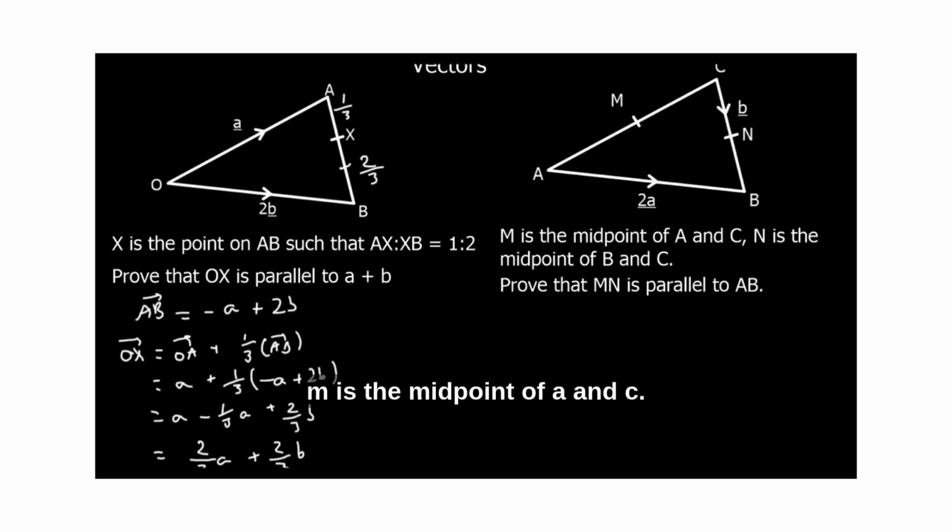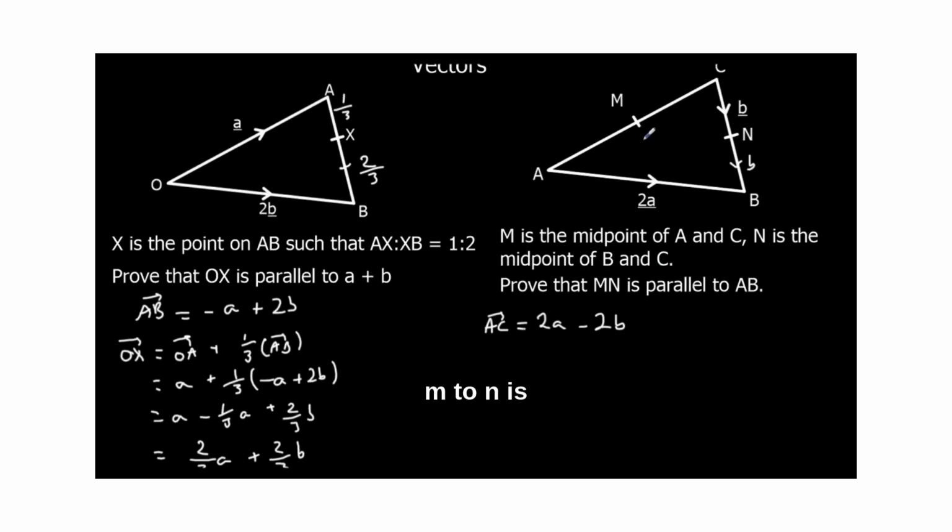M is the midpoint of A and C. N is the midpoint of B and C. Prove that MN is parallel to AB. So we need to go from M to N. We need to know AC first. So let's find AC first. It's 2A minus 2B. So there's a B there and a B there. 2A minus 2B.